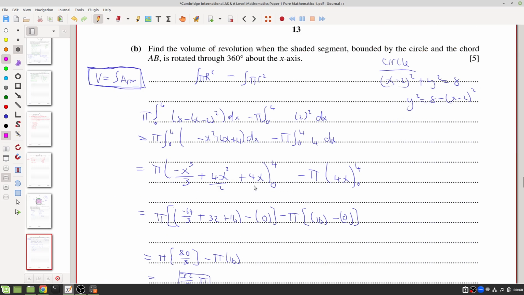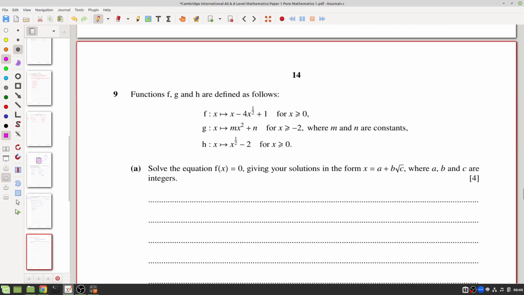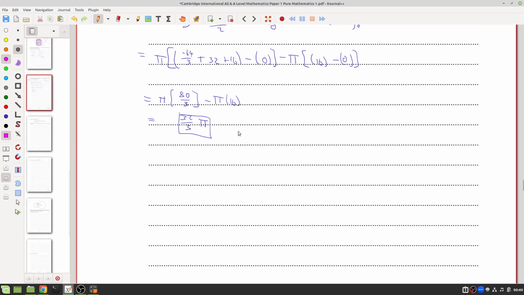All right. Question 9, how many pages do we still have? Oh, we still have quite a bit to go. Okay.